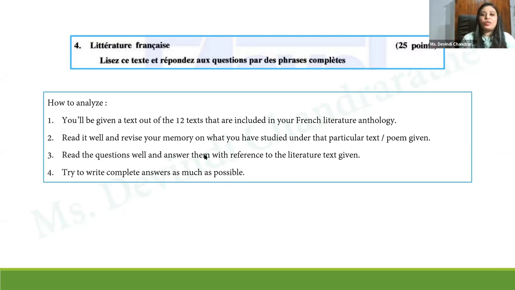Here you can't provide just a phrase as the answer. You have to write complete sentences as your answer because you are A-level students. You are expected to write complete answers. So make sure that you provide your answer with a complete sentence, right? Okay, so that is about the analysis.